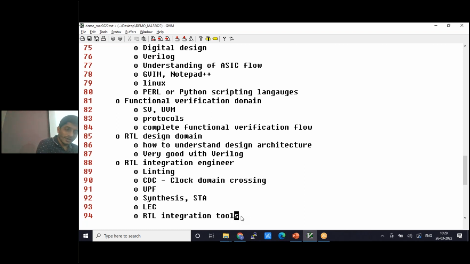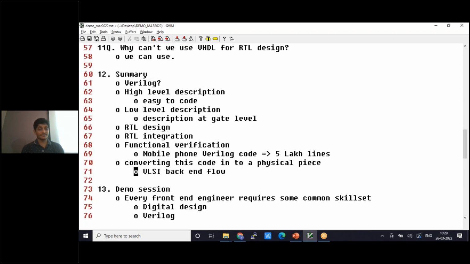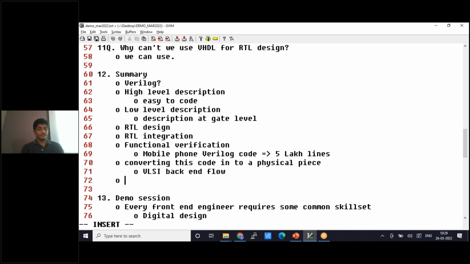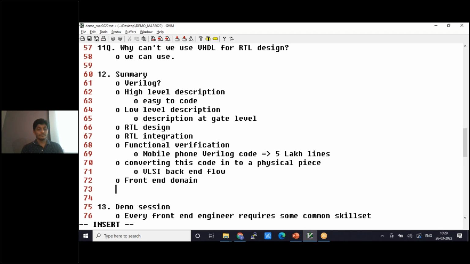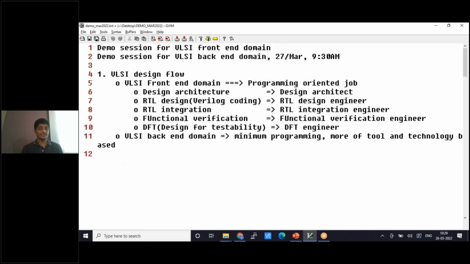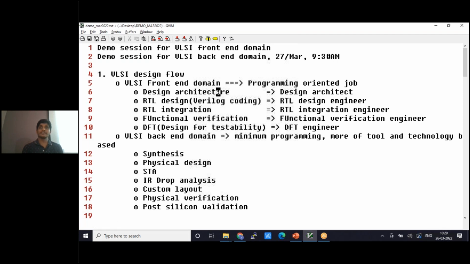Okay. Now, you understood that. What is the summary? Again, let's summarize. The front-end domain has how many sub-aspects? Four. What are they? Design architecture, RTL design, RTL integration, and functional verification. DFT I am not counting, because DFT falls into both domains.